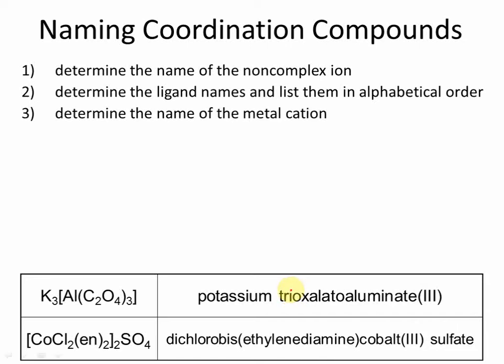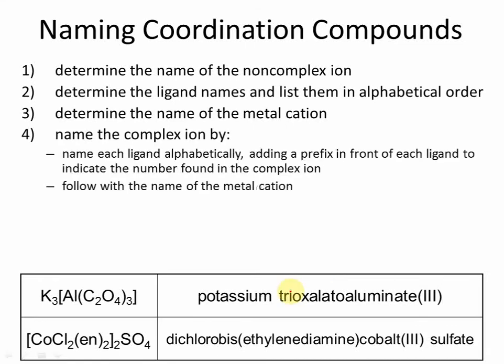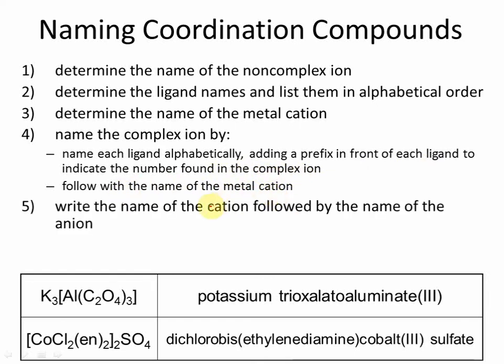Fourth, name the complex ion by naming each ligand alphabetically, adding a prefix in front of each ligand to indicate the number found in the complex ion, and then follow with the name of the metal cation. Write the name of the cation followed by the name of the anion, so it's always positive and negative. I can think about saying this like, give me the good news first and then the bad news. So give me the positive and then give me the negative.